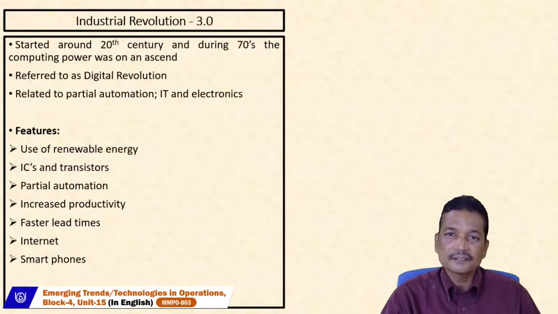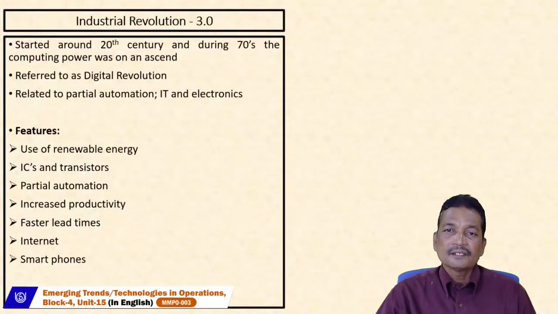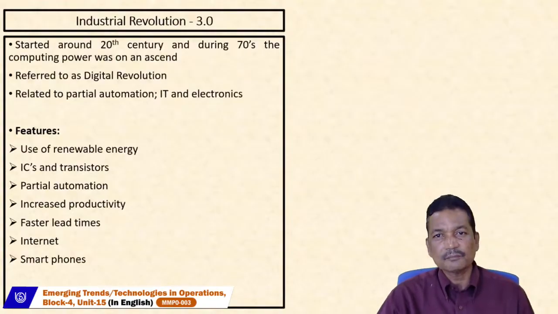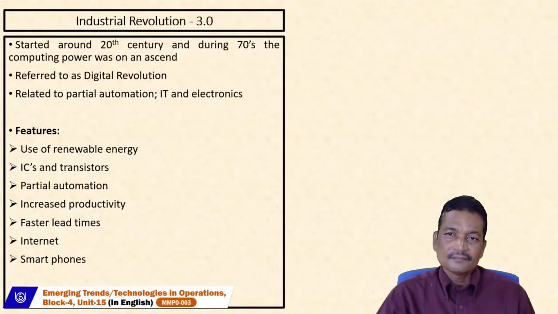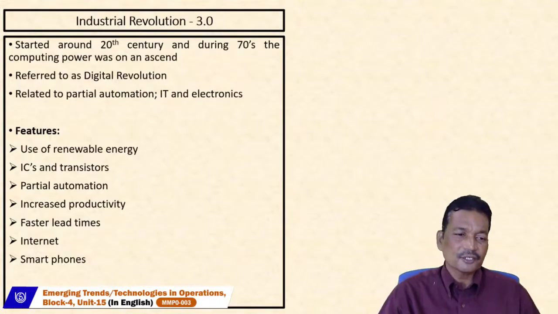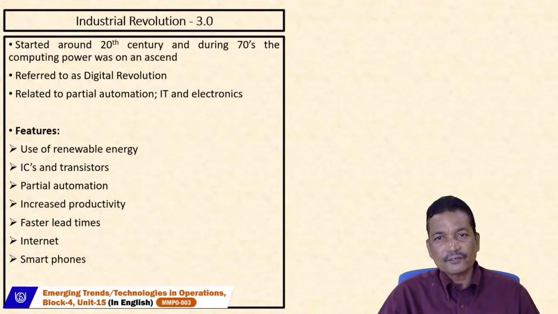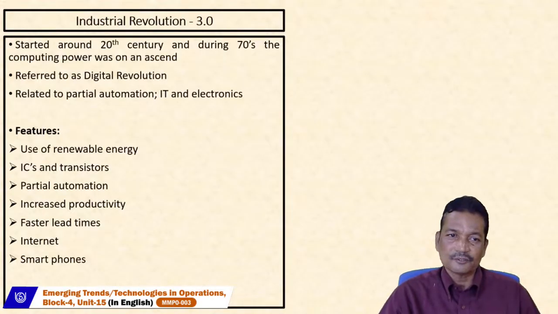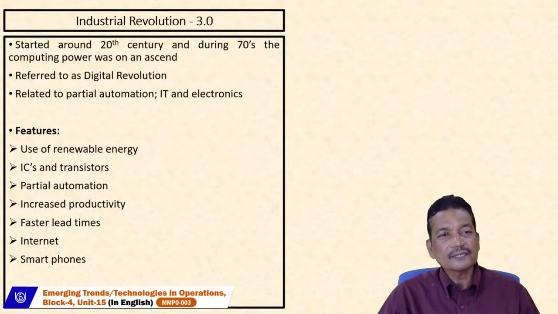Most of the corporates, companies, organizations, they were having data which was piling up, which was huge in nature, and they required computing power, which was not possible by human beings. So this particular revolution, that is Industrial Revolution 3.0, is referred to as digital revolution. This related to partial automation, information technology, and electronics introduction.